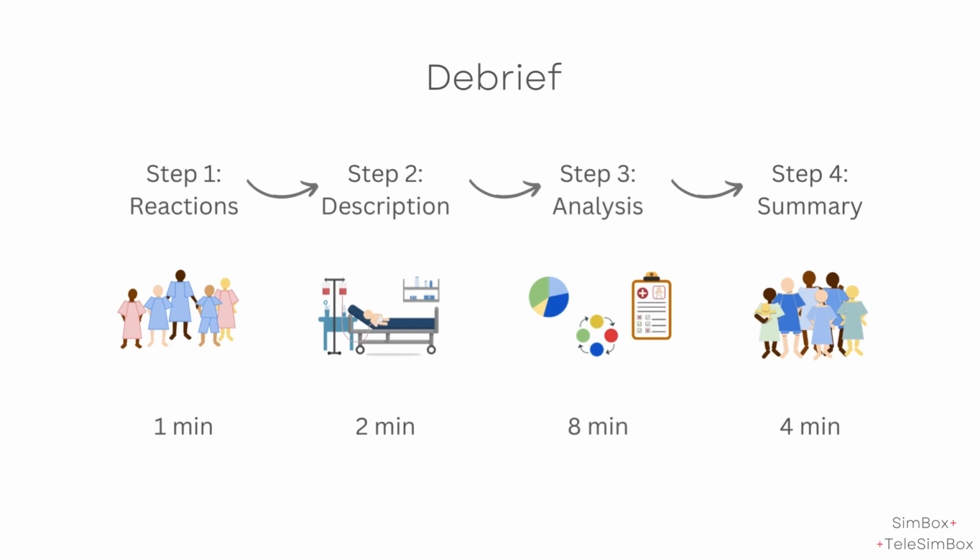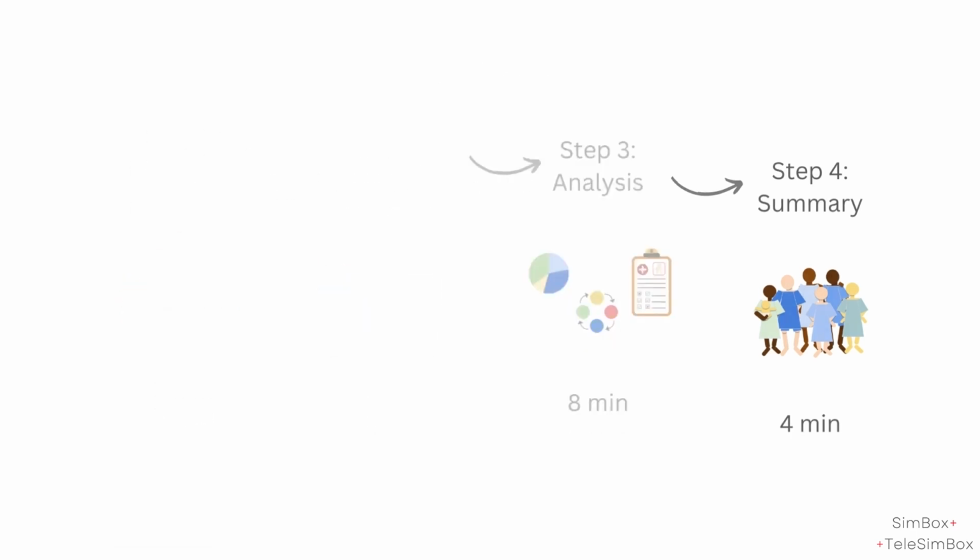Step 3 is analysis. What do we think went well? What could have been done differently? Finally, step 4 is summary. We will summarize the key learning points and we will go around the room and share one takeaway point that we might apply in our clinical practice. You will hear the narrated debrief prompts and discuss with your team. Click on the buttons on the screen to move to the next part of the debrief, or pause the video if you are using a downloaded version offline.